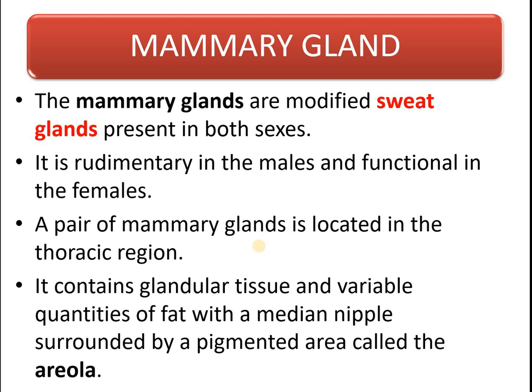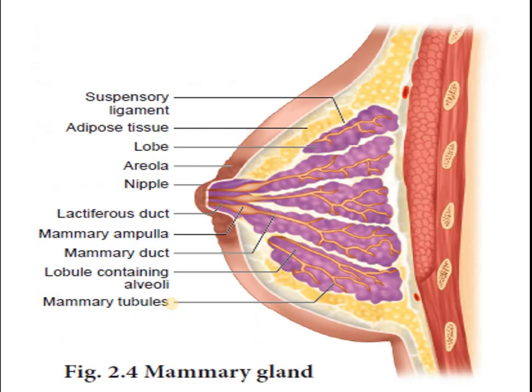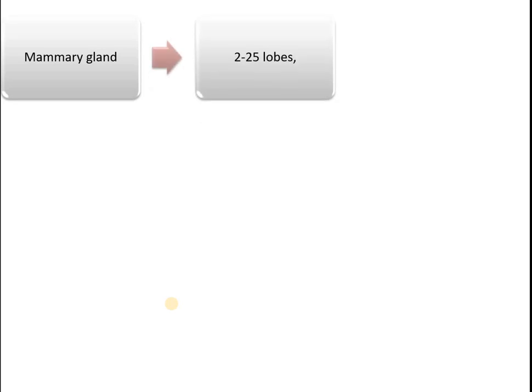A mammary gland is located in the thoracic region of the female. It contains glandular tissues and variable quantities of fat with a median nipple surrounded by a pigmented area called areola. The areola is sometimes black in color. This is the structure of the mammary gland. Now the mammary gland internal structure we are going to study.